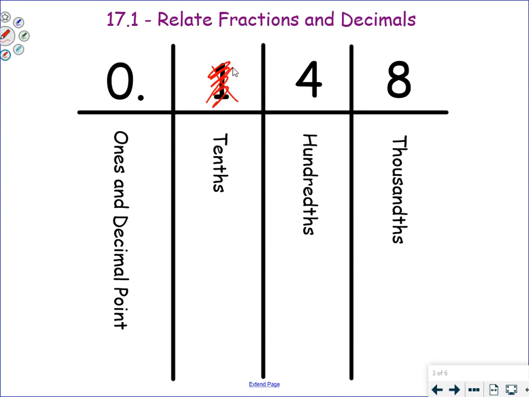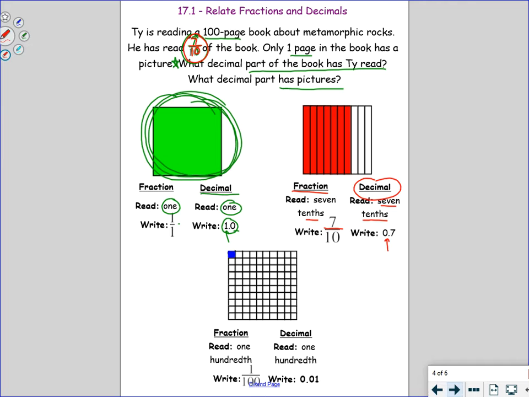So just pretend that's not there. And pretend this isn't there. Okay? So we have 0.7. We have 7/10, right? So we have 7 in our tenths spot. So we have 7/10.